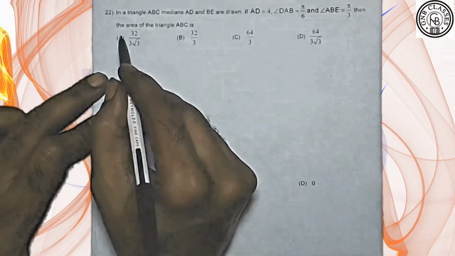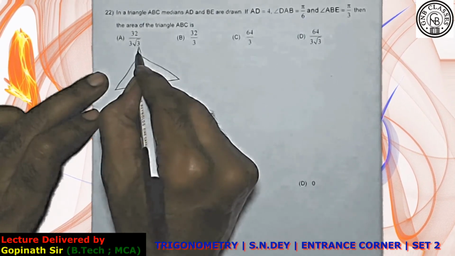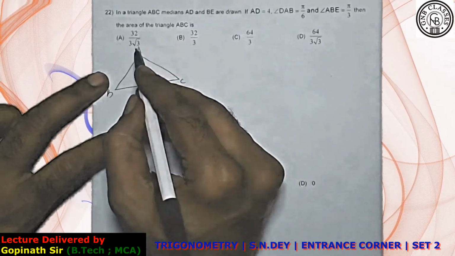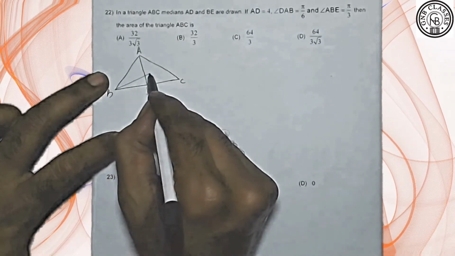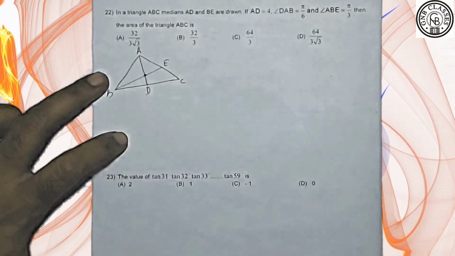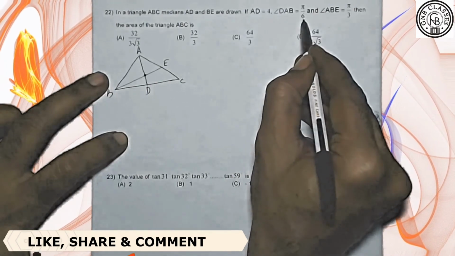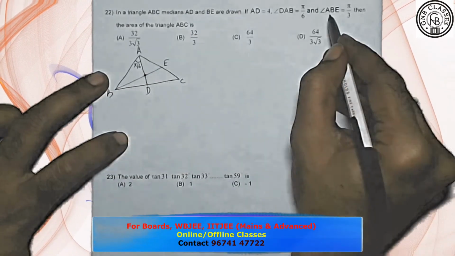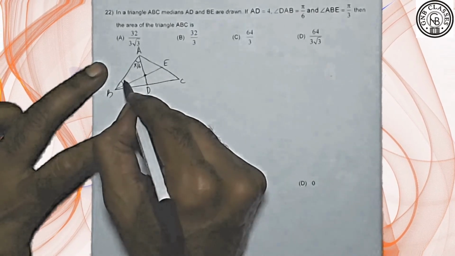In this problem, they have said that in a triangle ABC, this is our triangle ABC, AD and BE are drawn, which are the medians. So AD and BE. These are the two medians. As we all know that medians always intersect at centroid. So this is our centroid. It is given angle DAB is pi by 6. This angle is pi by 6. ABE is pi by 3.